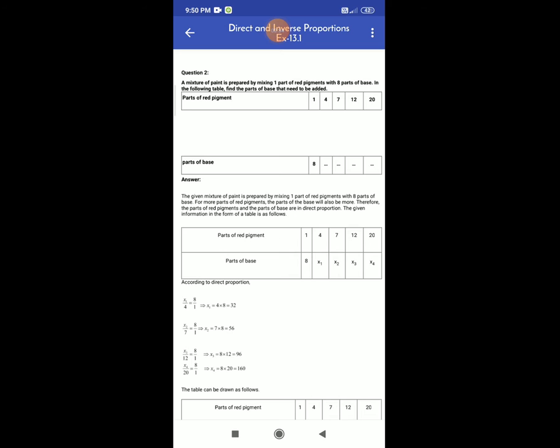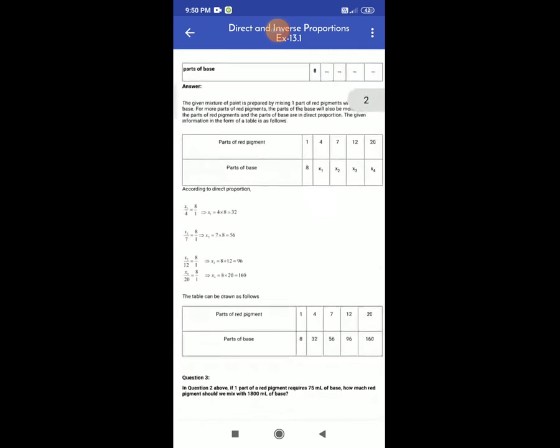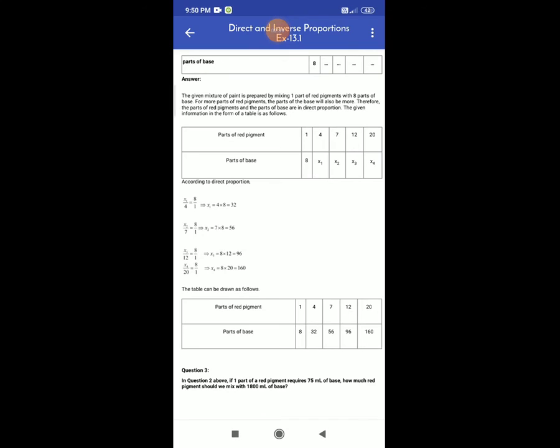x2, x3 and x4. Now, according to the direct proportion, x1 upon 4 is equal to 8 by 1. Therefore, x1 is equal to 4 multiply 8 is equal to 32. Next, x2 by 7 is equal to 8 by 1. Therefore, x2 is equal to 7 multiply 8 is equal to 56. x3 upon 12 is equal to 8 by 1. Therefore, x3 is equal to 8 multiply 12 is equal to 96. And x4 by 20 is equal to 8 by 1. Therefore, x4 is equal to 8 multiply 20 is equal to 160.